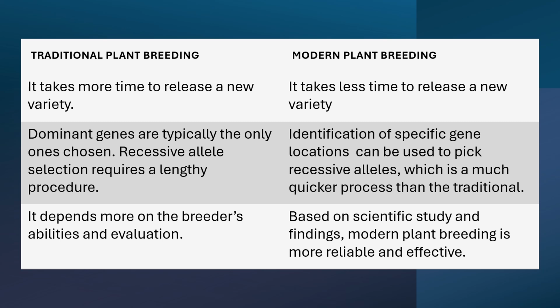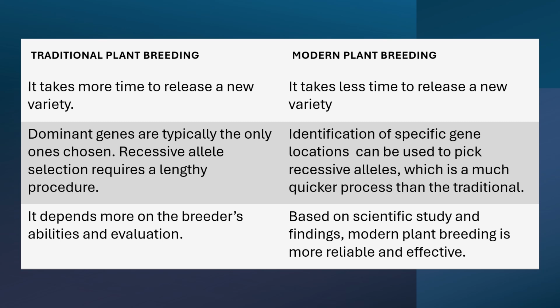It takes more time for traditional plant breeding to release a new variety, but it takes less time to release a new variety for modern plant breeding. While dominant genes are typically the ones that are chosen in traditional plant breeding, sometimes recessive alleles are the ones you actually want, but selecting them is quite hard. But in modern plant breeding, we could just identify it and replace it very quickly. And I'll explain that in the next couple of slides.